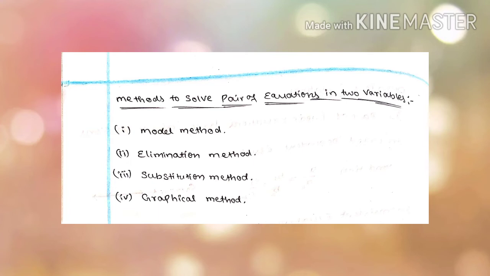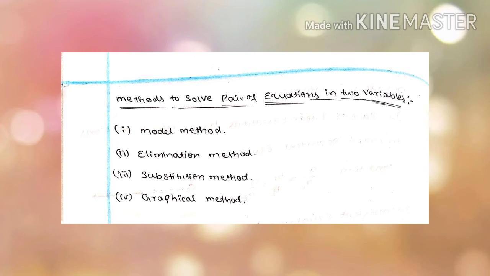Okay, next, methods to solve the pair of equations are four: the model method, elimination method, substitution method, graphical method. We will generally not use the model method, it takes a lot of time and is not convenient to solve. The remaining three we will use: elimination method, substitution method, graphical method. According to the given problem, whichever method is given, that method you have to follow. If no method is given, we have to use the elimination method. Okay, these are the formulae for chapter 4.